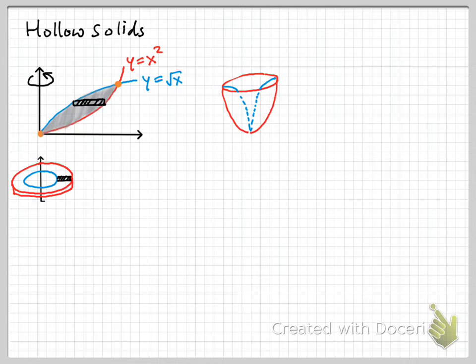So the volume of this ring is the cross-section area. The cross-section area will be pi times the red x squared, and then subtract the hole. The hole will be pi times the blue x squared, and we multiply this by the thickness of the ring, which is dy, and we integrate from the smallest y to the largest y. We do the integration, and that is the volume of this hollow solid.